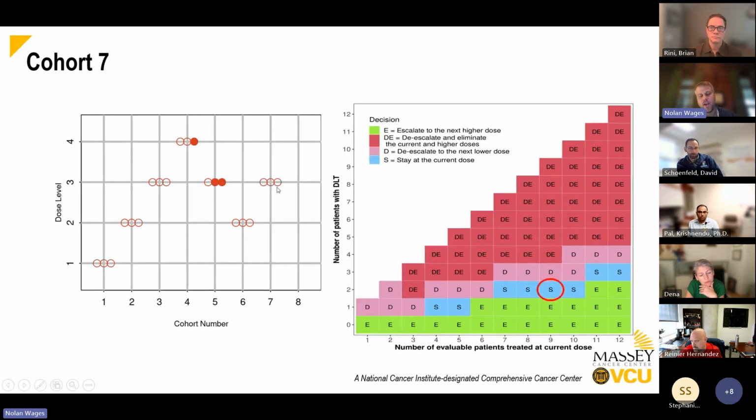And I go back and I put my final cohort on dose level 3, and I have 0 DLTs in that cohort, but I have a total of 2/9. And that's the end of the trial. So that's recommending that I stay at dose level 3 when I have 9 patients and 2 DLTs.